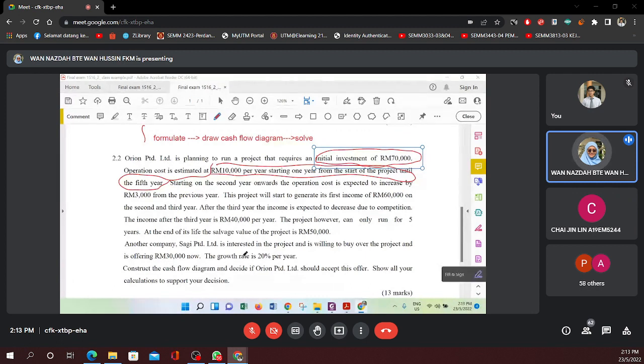So Chai Jin Lin, can you draw the third one? The third one is starting on the second year onwards. The operation cost is expected to increase by 3,000 from the previous year. Okay, so can you draw this third one, Chai? Boleh, Doktor. Alright, very good.